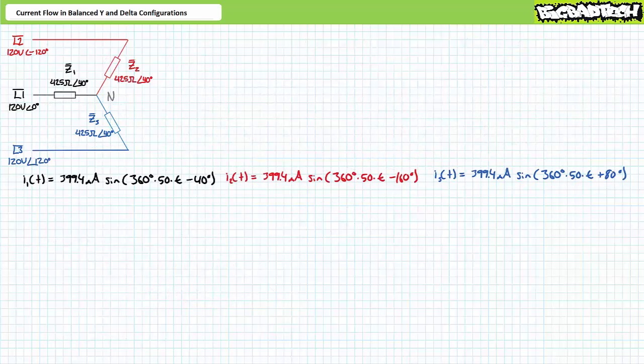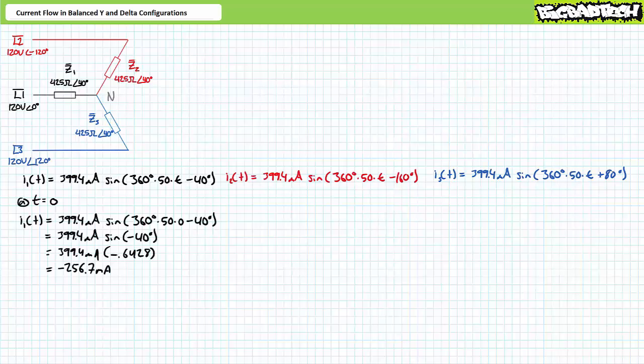I1 as a function of time can be written as 399.4 milliamperes times the sine of 360 degrees per cycle times 50 cycles per second times time minus a phase shift of 40 degrees. Similarly, I2 as a function of time can be written as 399.4 milliamperes times the sine of 360 degrees per cycle times 50 cycles per second times time minus a phase shift of 160 degrees. Finally, I3 as a function of time can be written as 399.4 milliamperes times the sine of 360 degrees per cycle times 50 cycles per second times time plus a phase shift of 80 degrees.